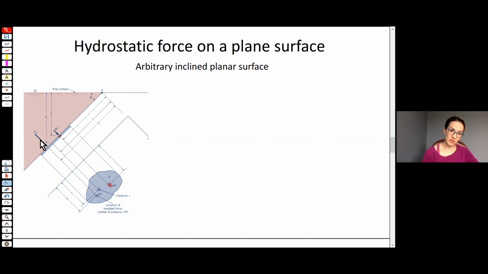The resultant force, the total, acts here, and it's denoted by capital F sub r. Okay, a couple other things to notice on this rotated view of the submerged surface is that we've got two places noted. We've got C, which is actually the centroid of the area, but then below that we've got CP, which is the center of pressure, right?